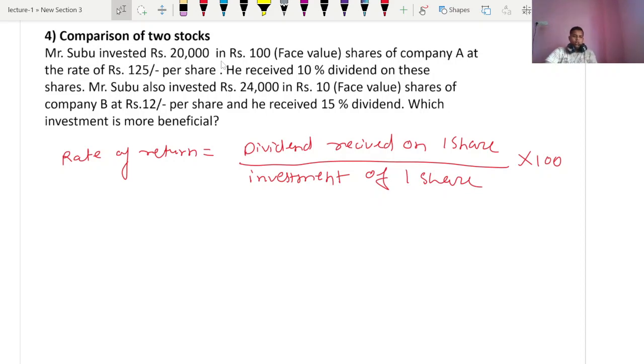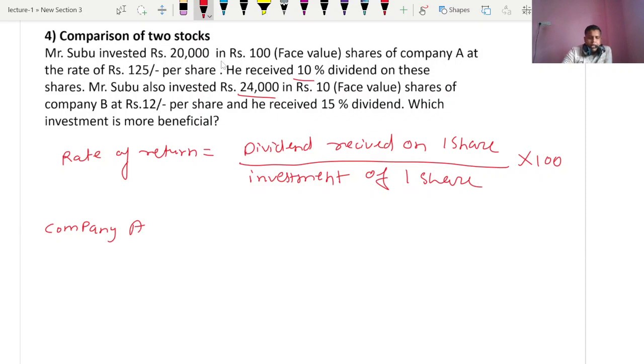Now see here, what is the question? Mr. Subu invested rupees 20,000 in rupees 100 face value shares of company A at the rate of 125 rupees per share. He received 10% dividend on these shares. Mr. Subu also invested 24,000 in rupees 10 face value shares of company B at rupees 12 per share, and he received 15% dividend. Which investment is more beneficial? Fine. So first of all, find out the rate of return for company A.